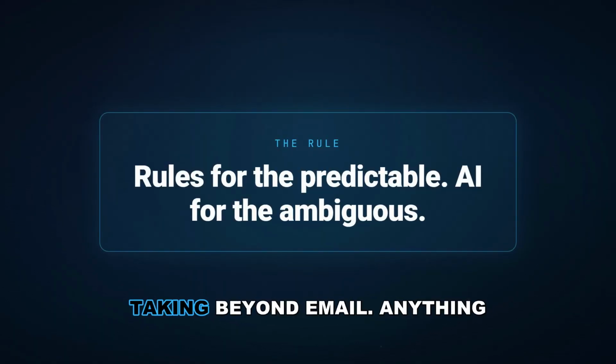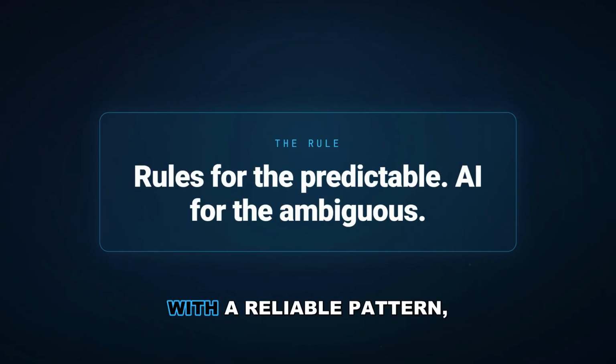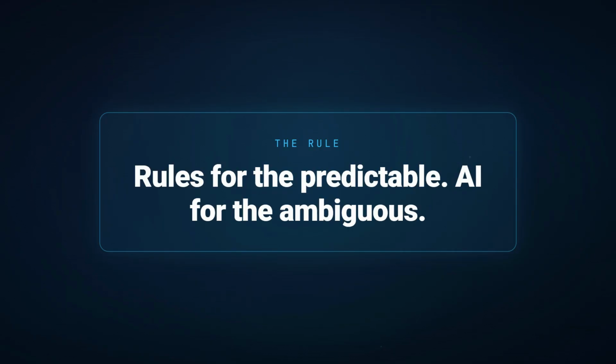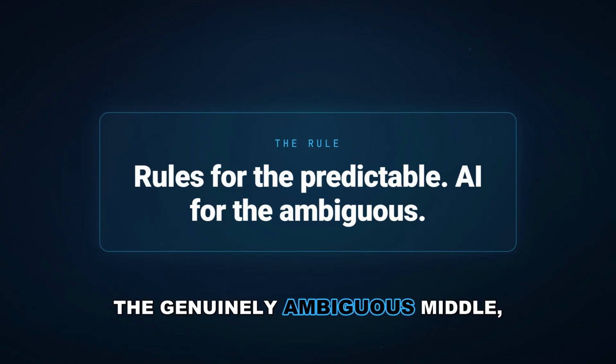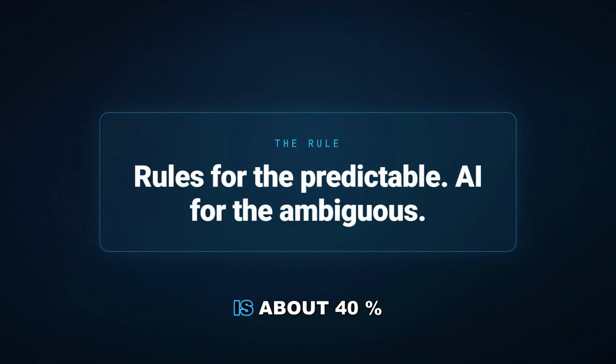That's a principle worth taking beyond email. Anything with a reliable pattern, a sender, a subject line, a keyword, should be handled by a rule. Rules are free, instant, and never hallucinate. Save the AI for the genuinely ambiguous middle, which, in my inbox, is about 40% of what arrives.